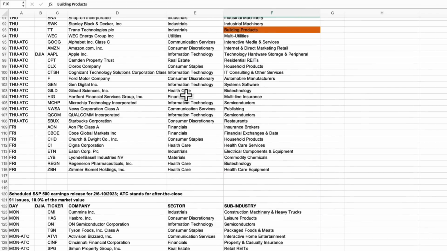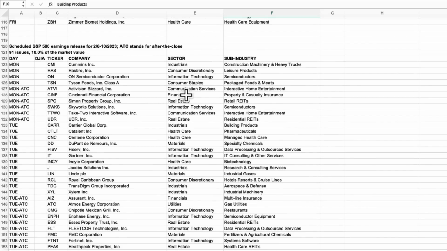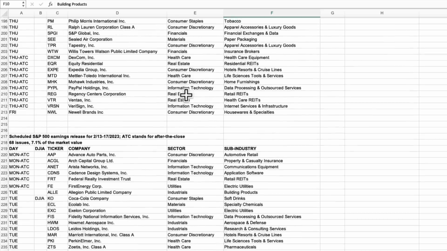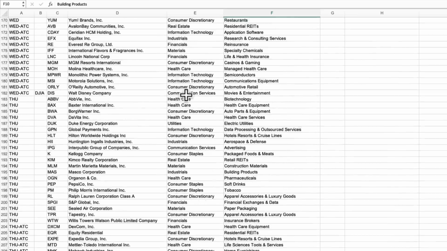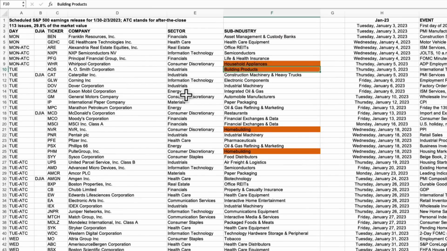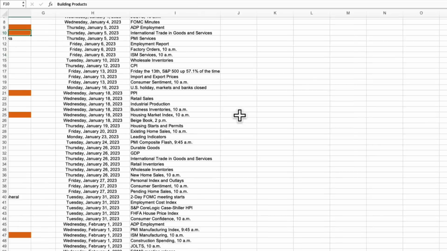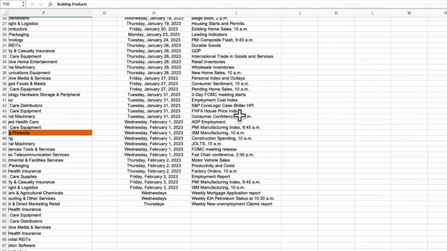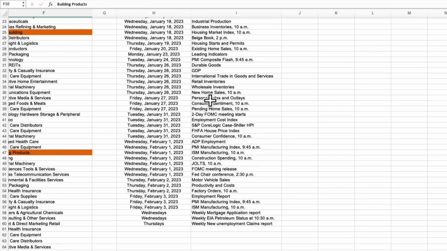And if you scroll down past this, you get the week after. So you can see who's reporting the week after that. And if you scroll down, you get the week after that as well. So you get a lot more information with this one. You get your whole monthly calendar here at a glance. So you can see exactly where we happen to be.